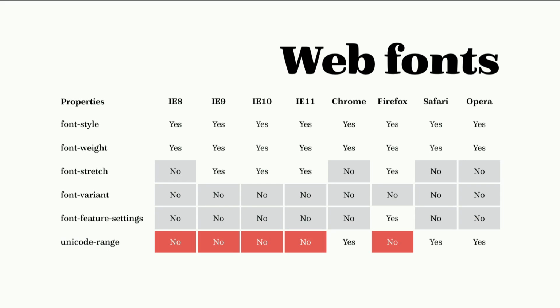What's disappointing is the support for Unicode range. It's only the WebKits that support it, Chrome, Safari, and Opera. They will download the fonts, the subsets that are used on the page, but the other browsers won't. So that means you will need to manually include each subset on the page that uses them.